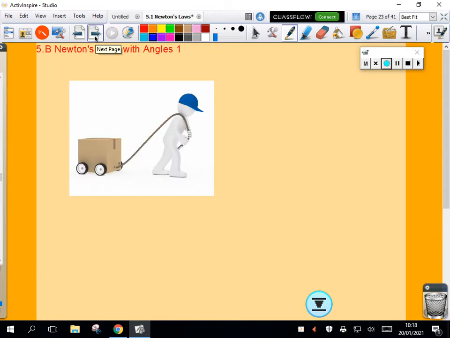So suppose I want to look at some situation. Suppose I'm just going to initially talk about a situation where everything's smooth so we can ignore friction. I've got a man pulling a box by a rope. Notice the rope is inclined at an angle here.